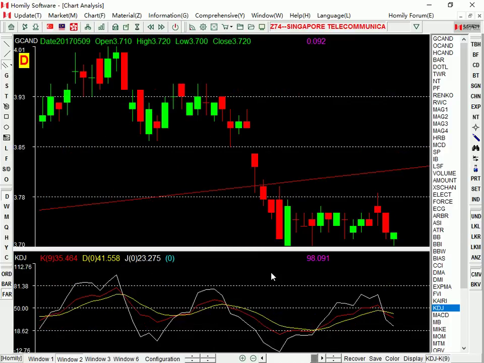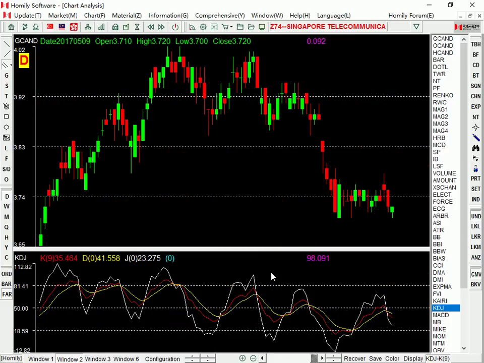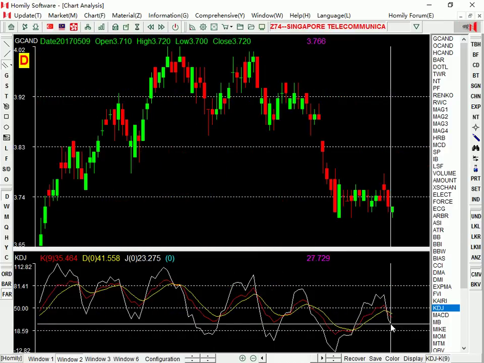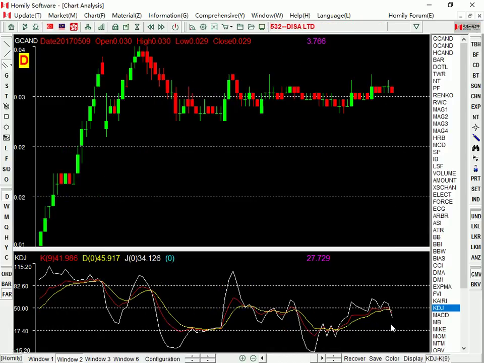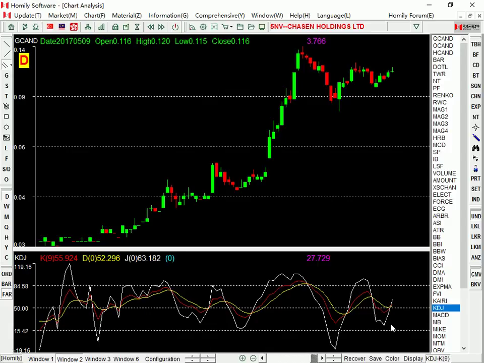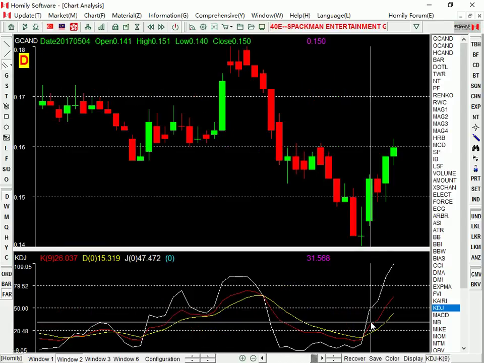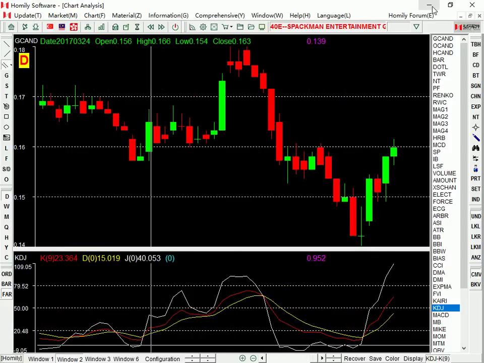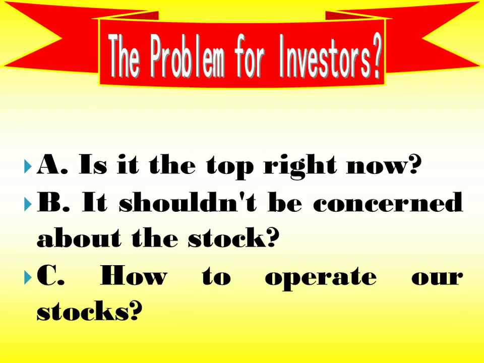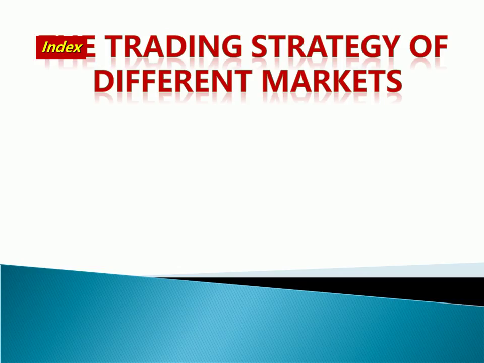Let's see the next one. This stock is still sideways. For nowadays, can we buy or not? There's no buy point, so we'd better wait and see. So this is some information. Here is a buy point. Then we can see the next one, how to operate our stocks. We should know when to buy, when to sell, and which one is a good stock to buy or a potential stock. So let's continue.